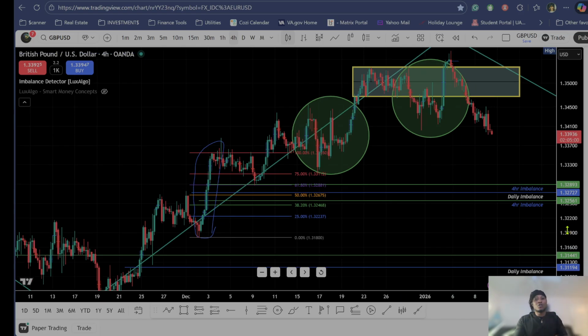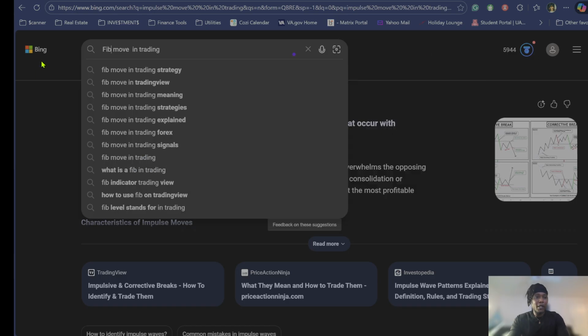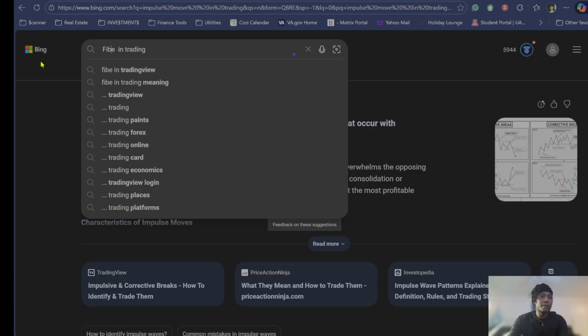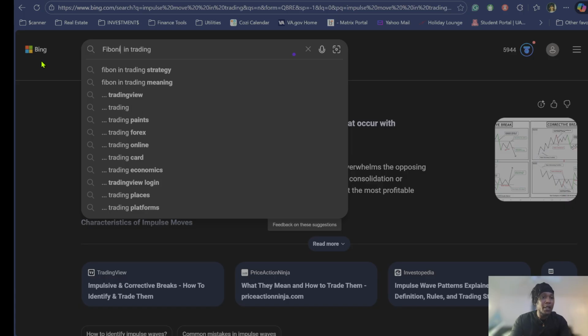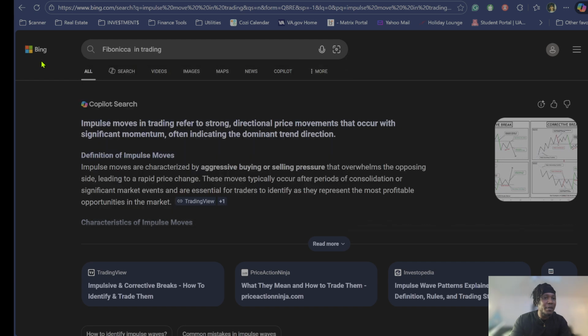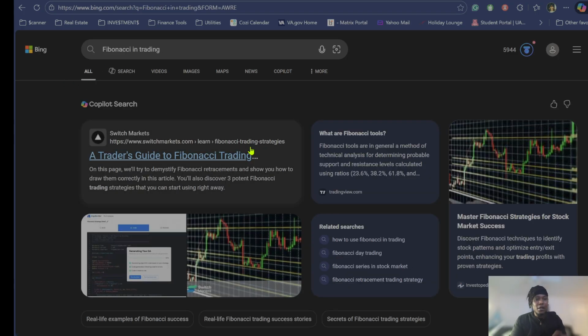A Fibonacci retracement. Let's pause the video again. Let's go look up a fib, right? We already looked up impulse. Fibonacci retracement, that's what I'm looking for. Fib-bon, B-O-N, something like that, right? I probably messed that up, but let's figure it out.